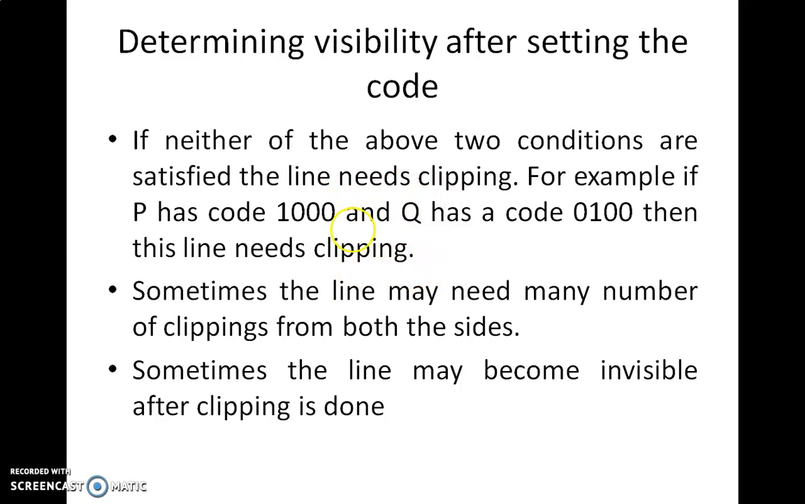So something like this. Suppose if you have P 1000 and Q 010. So here we don't have either 4 zeros for P and Q, or 1 also is not common. So this is a condition where we need clipping. Sometimes we may need to have more number of clippings, and sometimes also what happens is, after clipping the line may disappear.